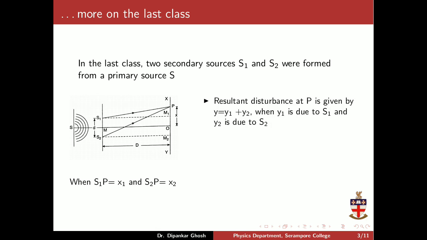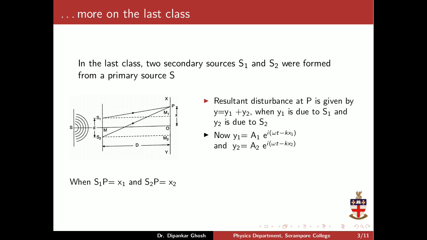Now we are interested in finding out the resultant disturbance at P. According to the superposition principle, the resultant disturbance at P is y1 plus y2. Remember, y1 is the disturbance at P due to source S1 and y2 is the disturbance at P due to source S2. The superposition principle says that when these two waves superpose at P, none of them affect each other, they just add up.